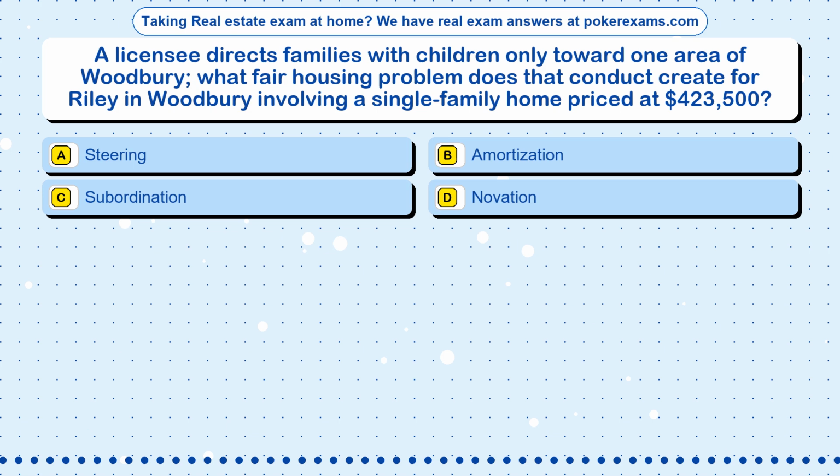Question 53. A licensee directs families with children only toward one area of Woodbury. What fair housing problem does that conduct create for Riley in Woodbury involving a single-family home priced at $423,500? Option A, steering. Option B, amortization. Option C, subordination. Option D, novation.